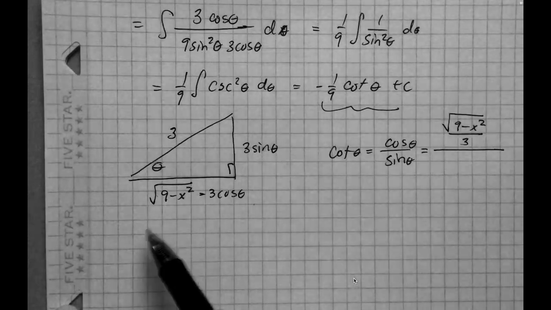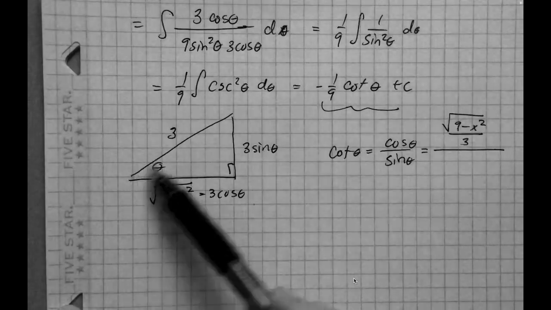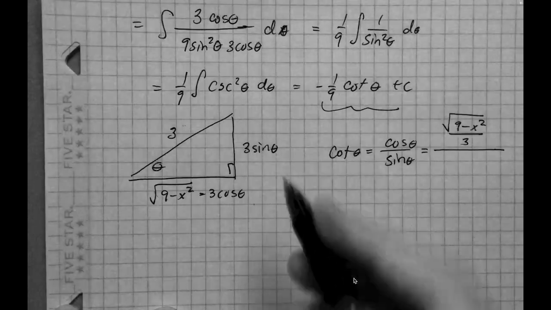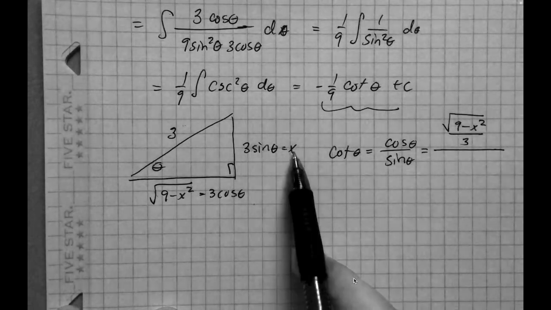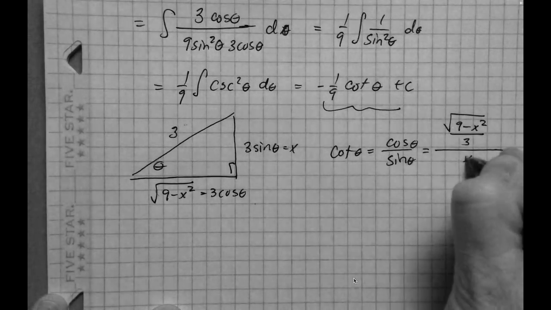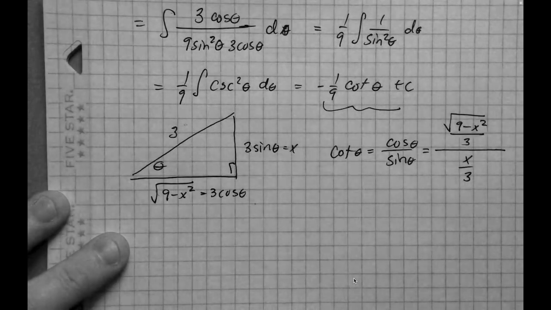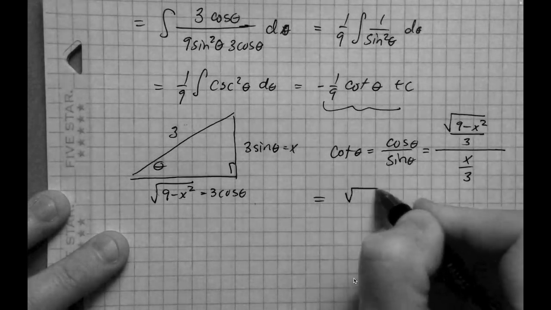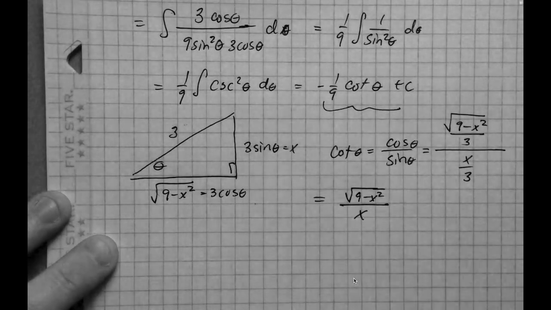And then the sine theta is going to be the opposite over the hypotenuse, right? So that's 3 sine theta. I guess we should have written here that this is equal to x. Remember, our x substitution was 3 sine of theta. And so that's just going to be x over 3. Okay, so this whole thing, cotangent anyway, is equal to the square root of 9 minus x squared over x.